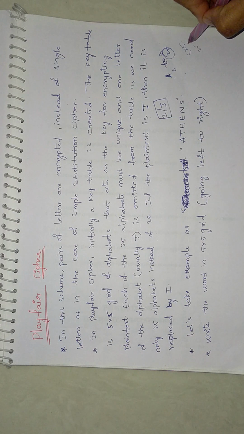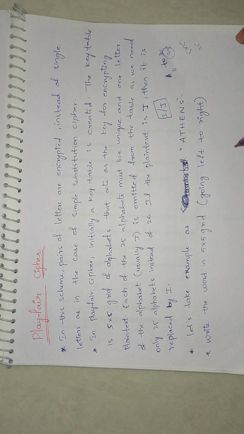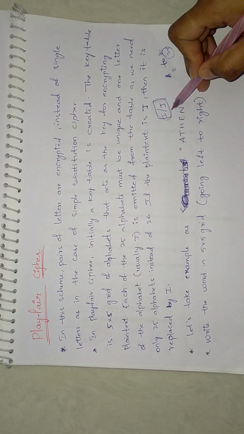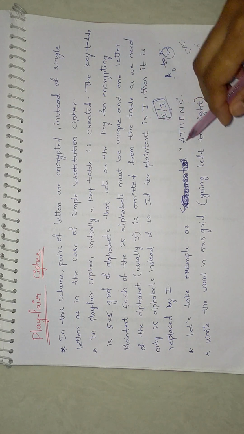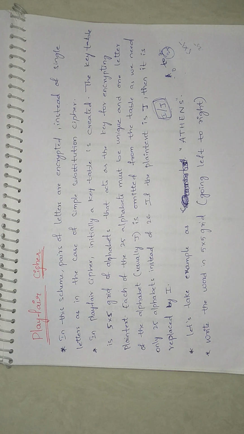But there are 26 letters, right? Here we have 5 by 5, which means only 25 boxes. So in that case, we have to make sure that I and J will be in the same box. This is how you have to form a grid, and we'll see what the rules of the grid are, and how from the grid we convert the plain text to cipher text as well.